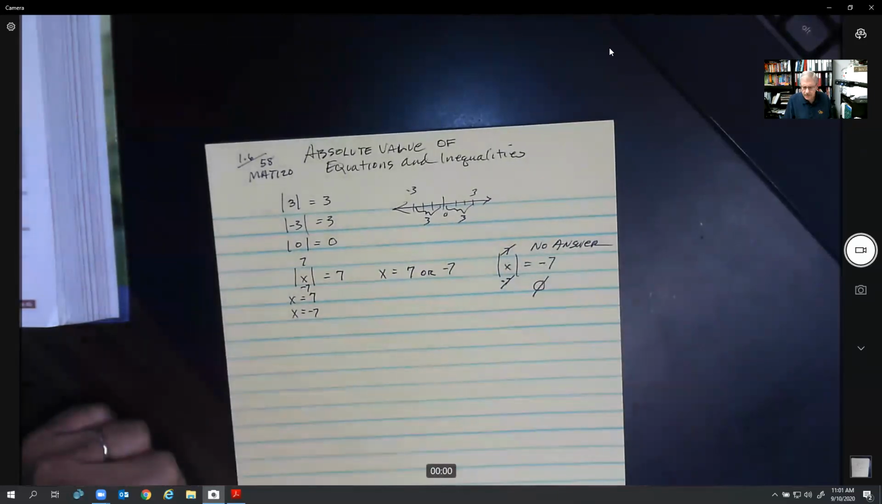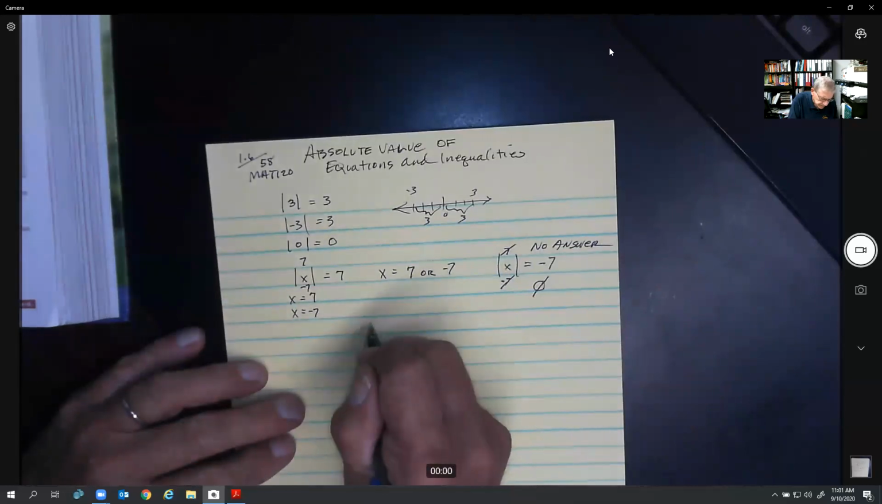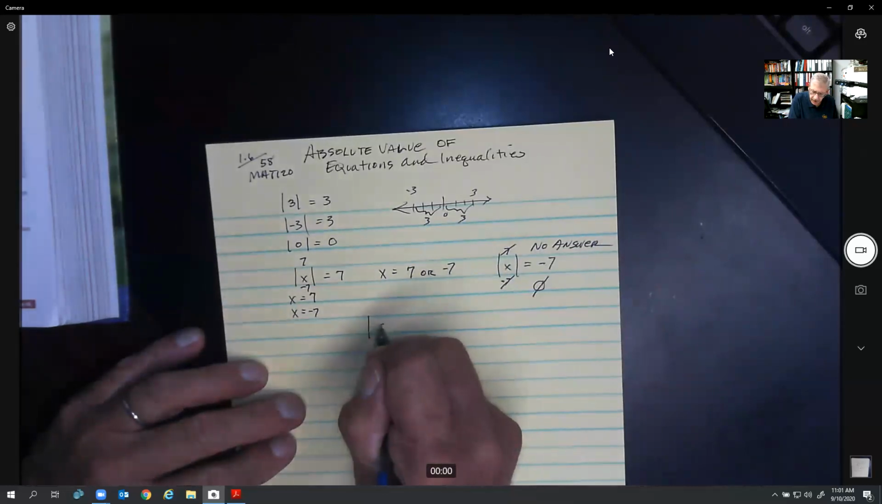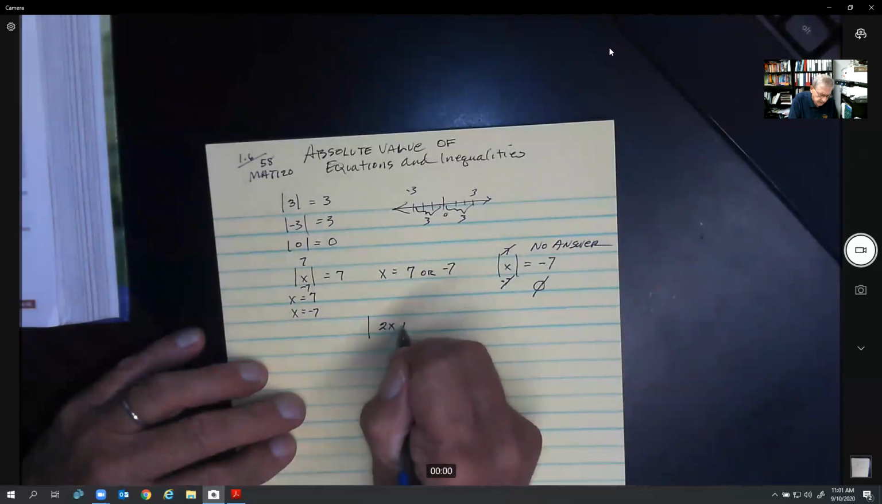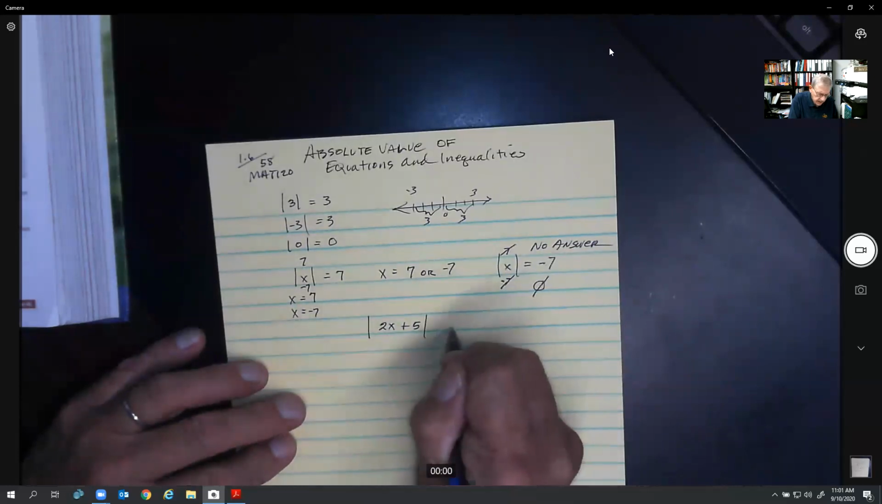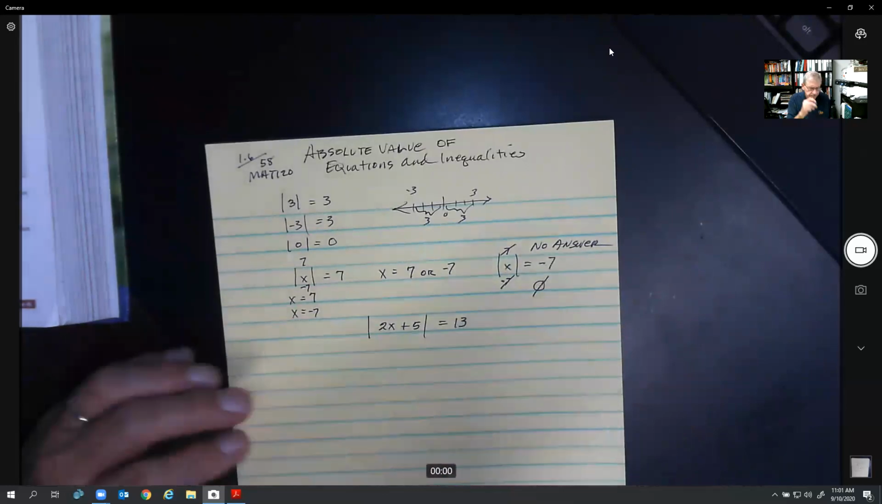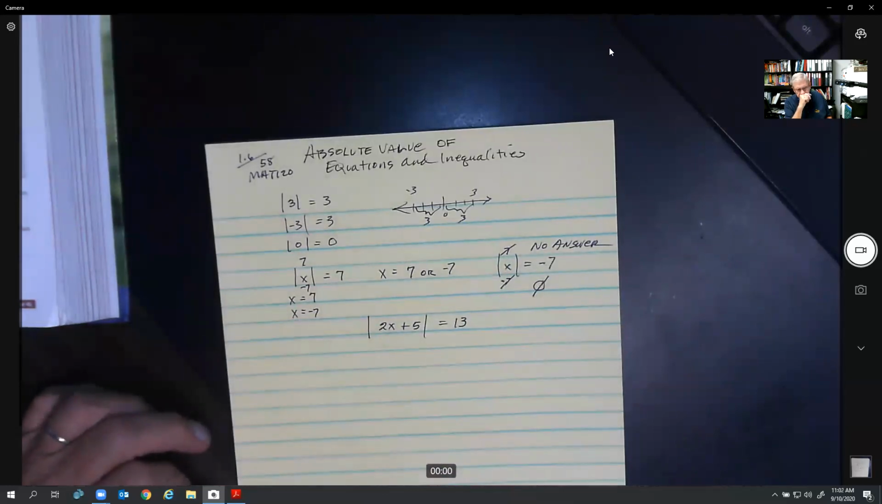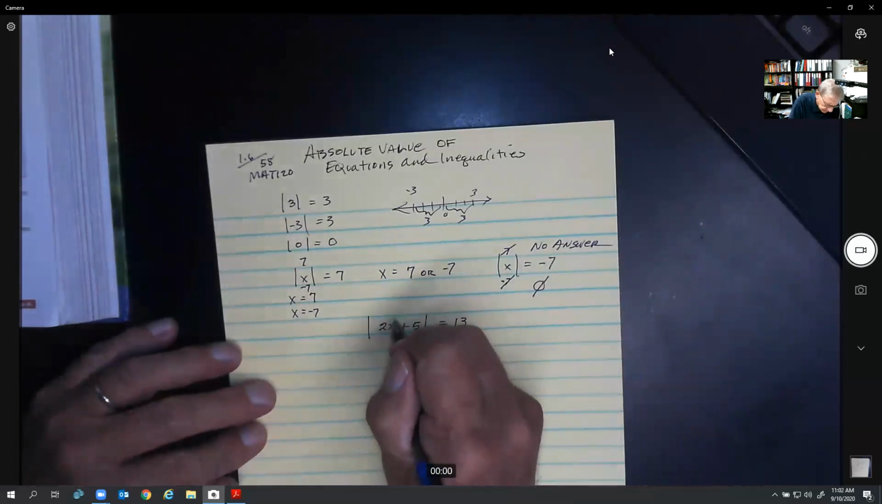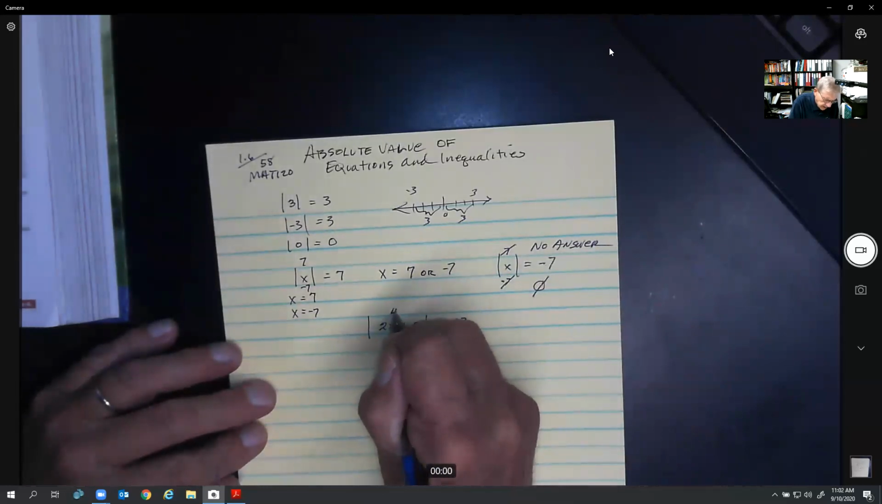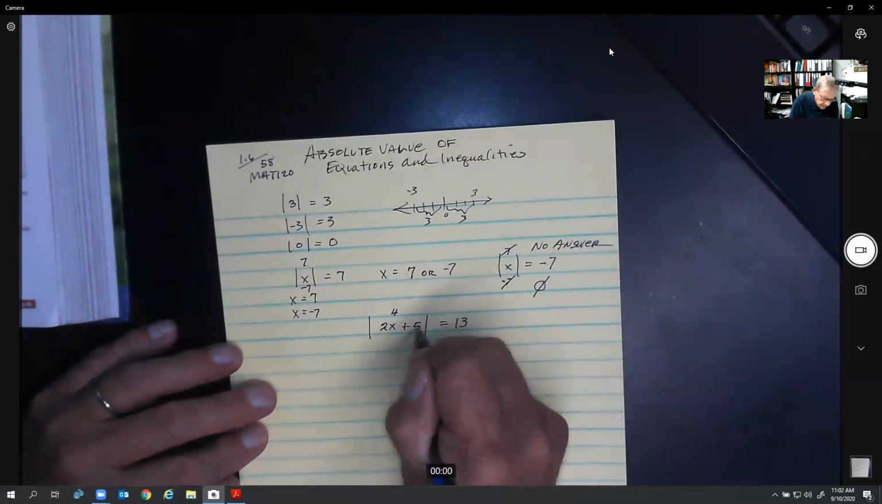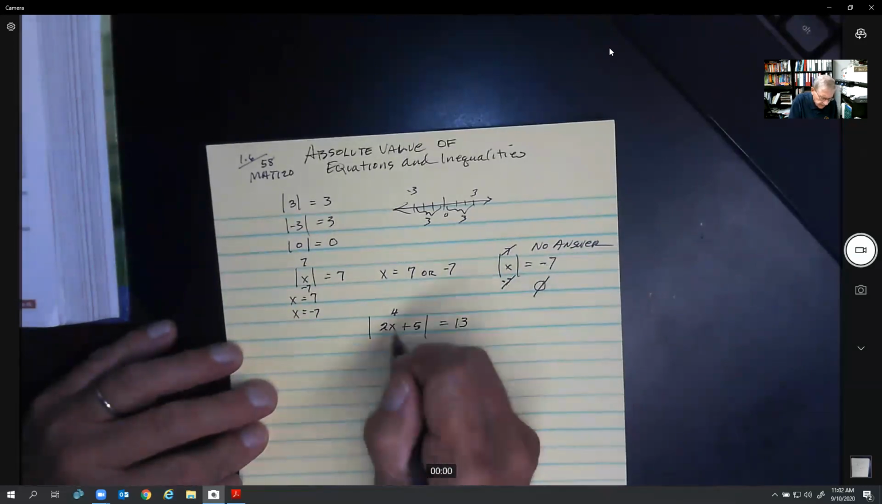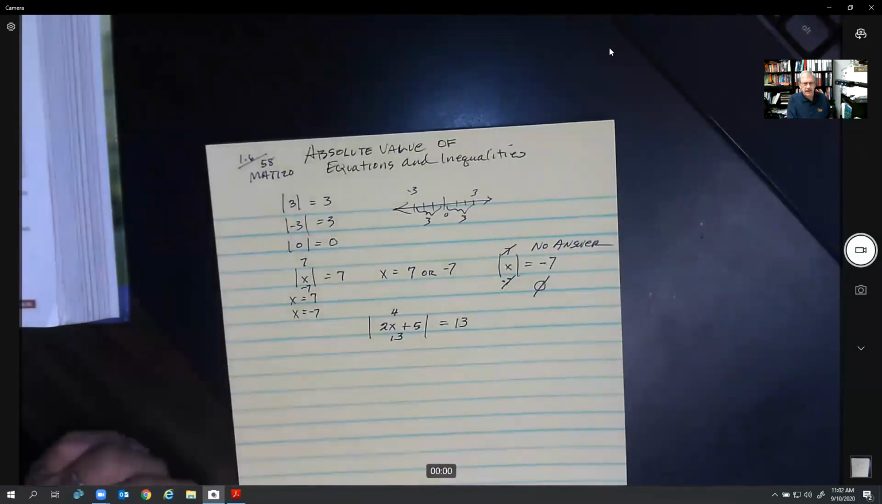All right, let's try one a little bit harder. What about the absolute value of 2x plus 5 equals 13? If you think on this just a little bit, you might come up with the answer of 4. 4 times 2 is 8. 8 plus 5 is 13. Yeah, the absolute value of 13 is 13.